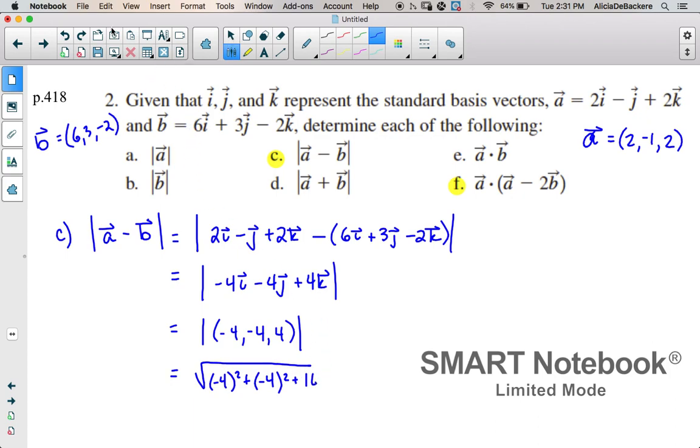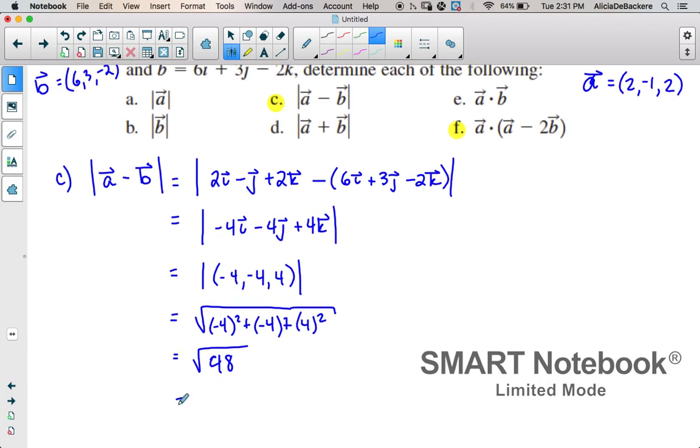And so we get triple 16, so 48. And then you would reduce that to lowest terms. So what can we take out of here? We can take out a 4. We can take out a 16. This is 3 times 16, so 16 times 3, and then we can take out the 16, which is 4 root 3.